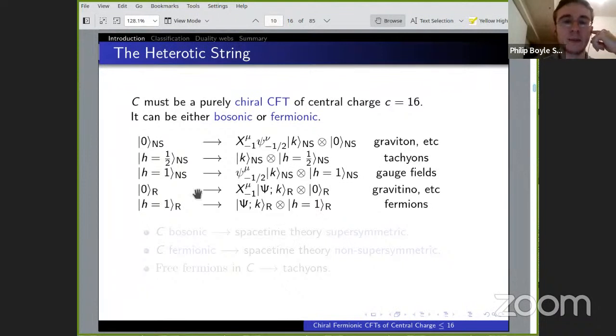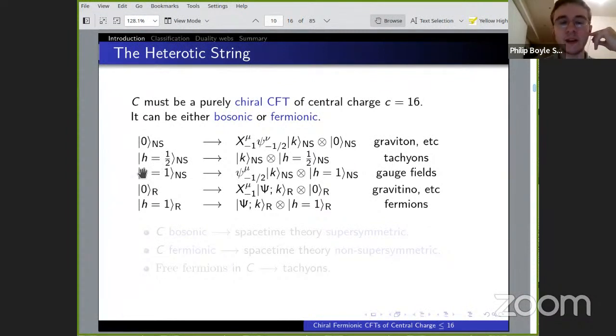Okay, so let's look at the mapping from states to space-time things. Every theory has a vacuum, and it's unique, and this is the dimension zero operator in the NS sector. And this maps to the graviton and friends. By friends, I mean two-form and dilaton. Okay, so what's the next lowest operator? Well, the next thing has dimension h equals 1/2, and that maps to tachyons. Notice there's something interesting here. You can only have spin half operators in a fermionic CFT. So that means you can only have tachyons if your world sheet is fermionic. We'll come back to that.